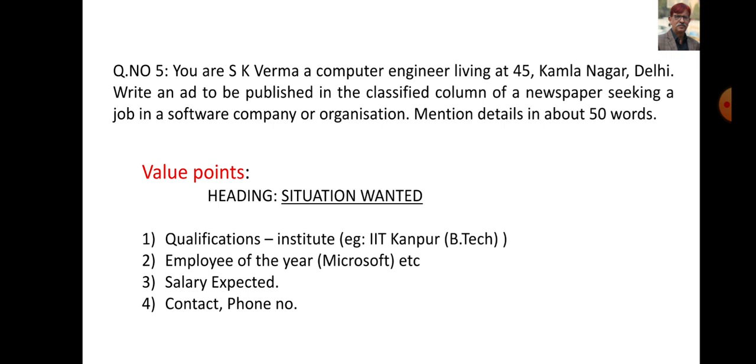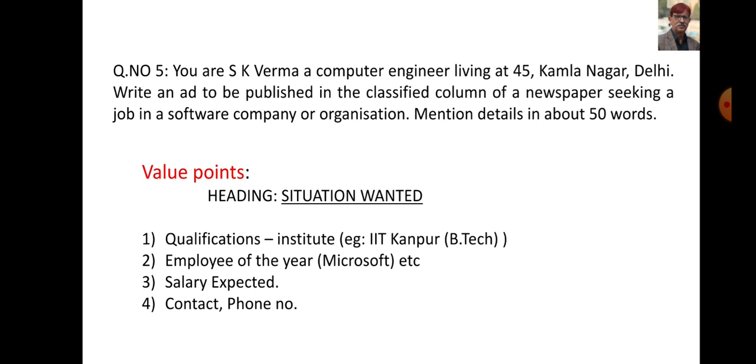Of course, B.Tech from a very good institute, you can say. IIT Delhi, IIT Kanpur, whatever. Okay. Means he is an IITian, right? Employee of the year, that is, talk about experience in Microsoft, etc., in a good software company. You can also give a reason, okay, interested in settling in India. Okay, like that. Okay, then salary expected, contact, and phone number. Here, don't write the word apply, write the word contact, right?